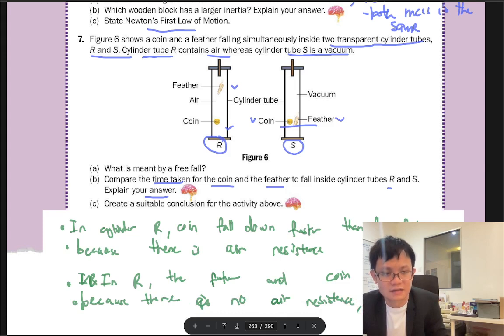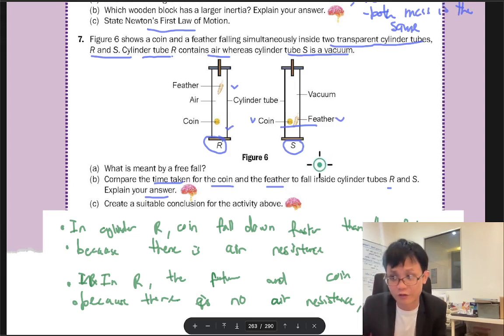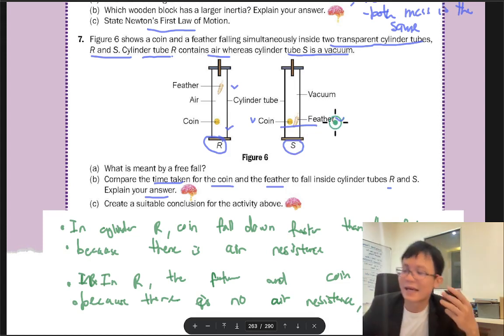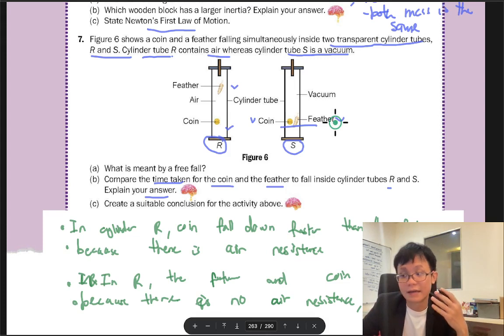Since this one I added myself, it is a vacuum. Since it is in a vacuum, they will drop at the same speed together, and being heavier doesn't mean you will drop down faster. I mean, yes, when you are heavier you drop down faster in the sense that there is less air blocking you.